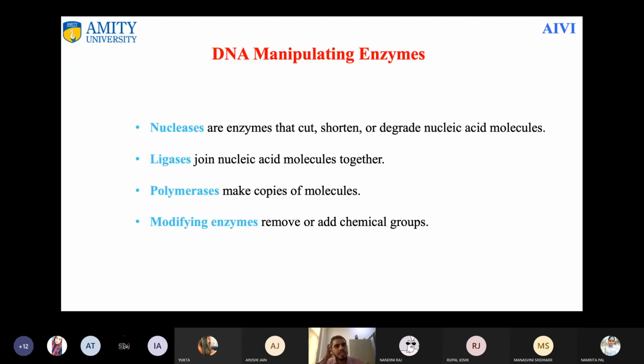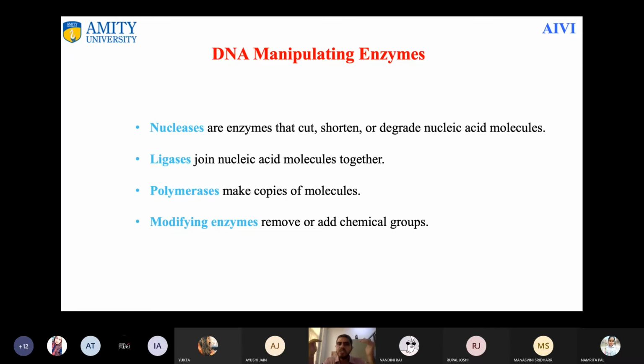So basically, we group the enzymes that we are going to utilize in biology into 4 groups. These are the 4 groups. One is the nucleases. As the name suggests, nuclease means something involving nucleic acid, and the activity they are going to do is a breakdown, a degradation, or a shortening activity.